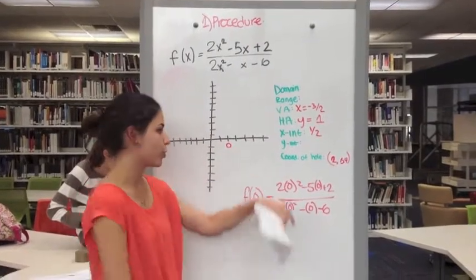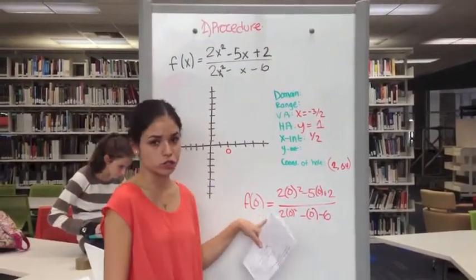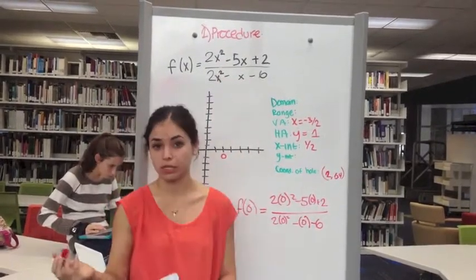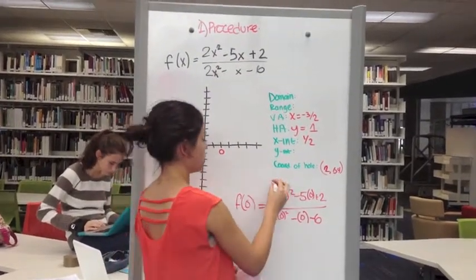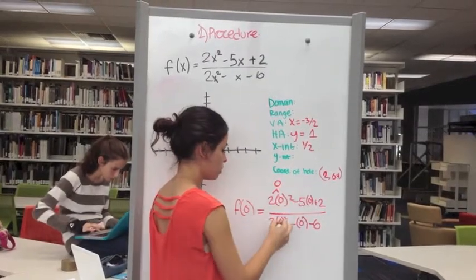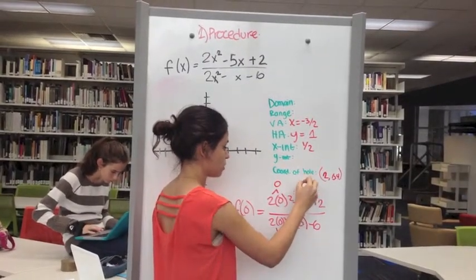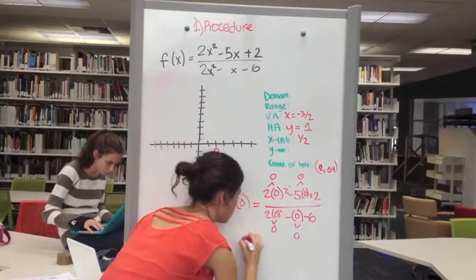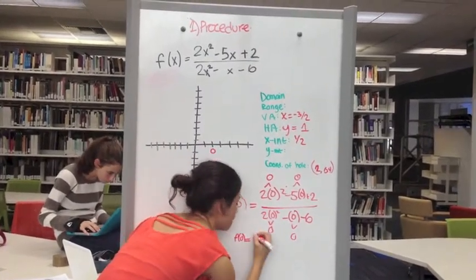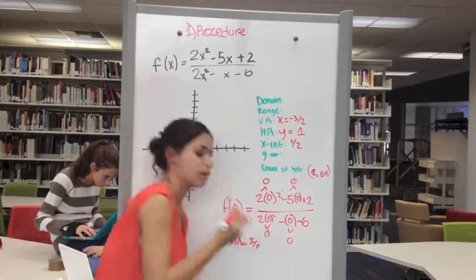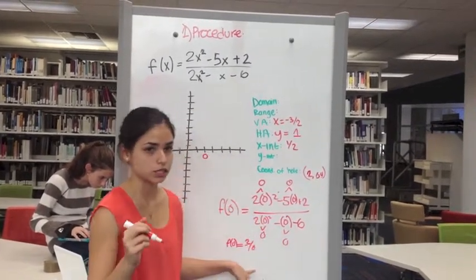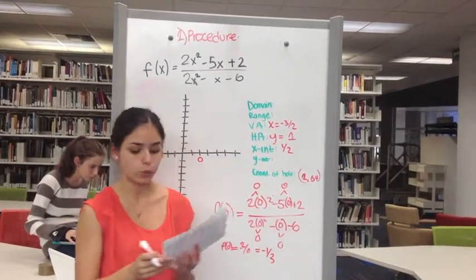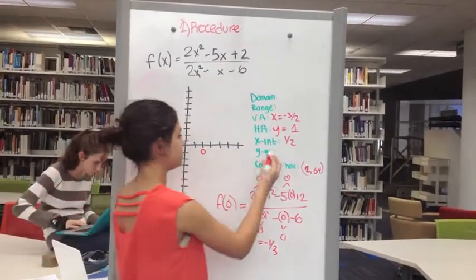Okay, so to figure out the y-intercept, we're going to have our function equal f of 0. So whenever we have our x, it's going to be 0. So here we have 0, 0, 0, 0. So we're left with 2 with a negative sign. So that's going to simplify to negative 1/3. So our y-intercept is negative 1/3.